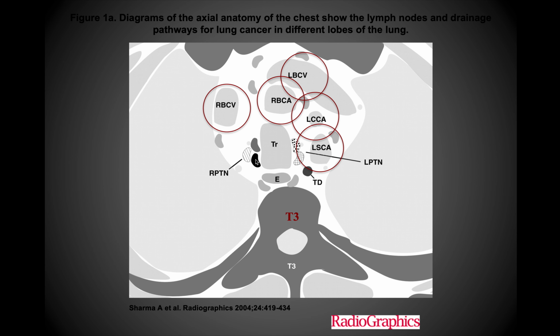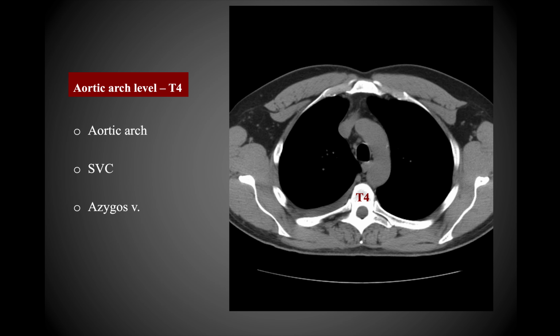So that's what these 3 structures on the right and the 2 structures on the left that kind of look like kidney beans are: these paratracheal lymph nodes. If those are enlarged, sometimes you can actually see them on imaging, and we'll see an example of that a little bit later.